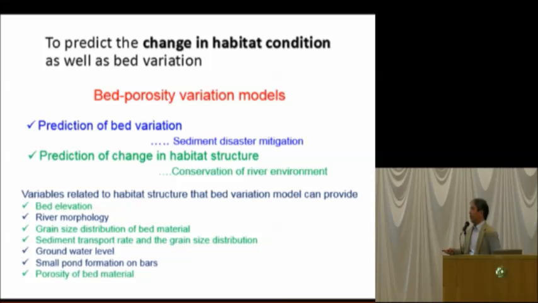And if we install the seepage flow analysis in the bed variation model, we can analyze the groundwater level change, and also we can analyze the small pond formation on the bar. So these are also very important factors of the habitat. But also the porosity and void structure of the bed material is a very important factor for the habitat.